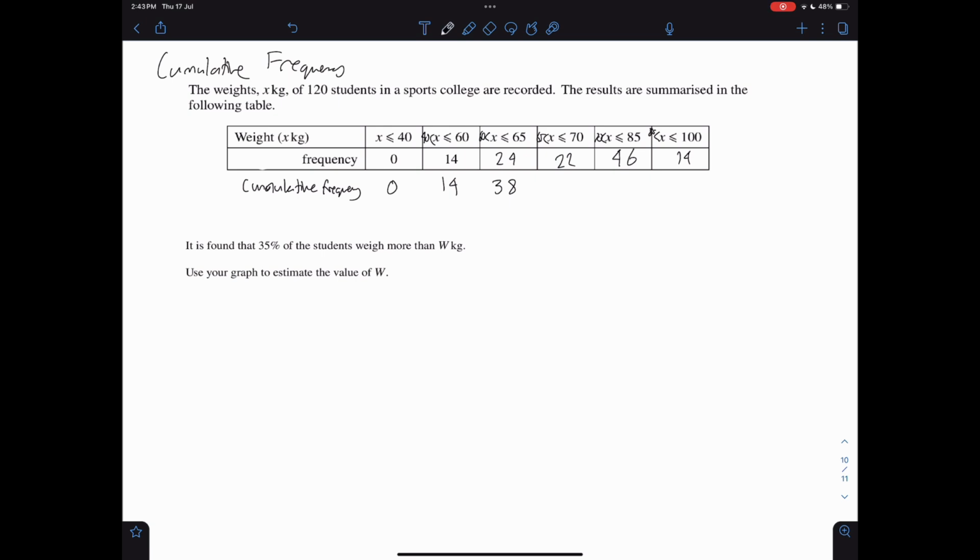Then we move up another 5 kilos, we pick up another 22 people. We go up to 60. Then we pick up another 85 people, we'll go up to 106. Then finally, we'll pick up the rest, so we'll end up at 120. So now we can draw a cumulative frequency graph.